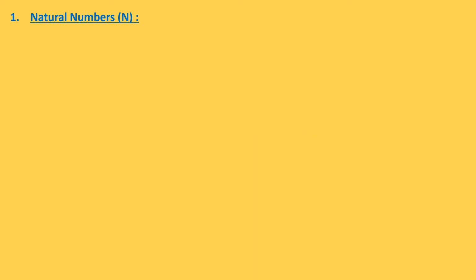Natural numbers are denoted by capital N. The counting numbers are called natural numbers. For example, suppose I have a few chocolates. Now, how do I know how many chocolates I have? We have to count. So we will start 1, 2, 3, and so on. So we are counting the chocolates, that means we are using counting numbers, and those counting numbers are called natural numbers. And it starts from 1.